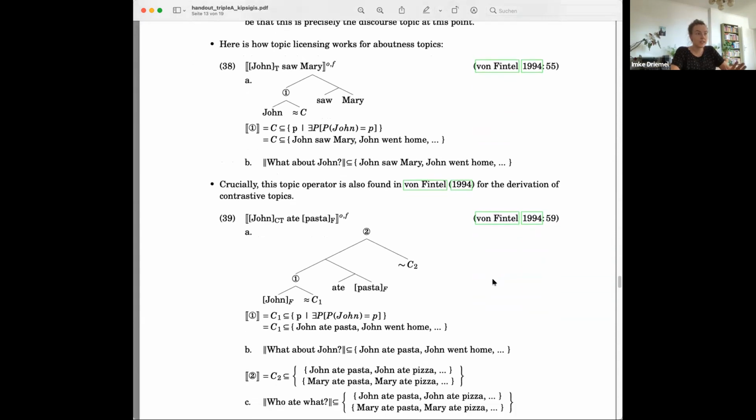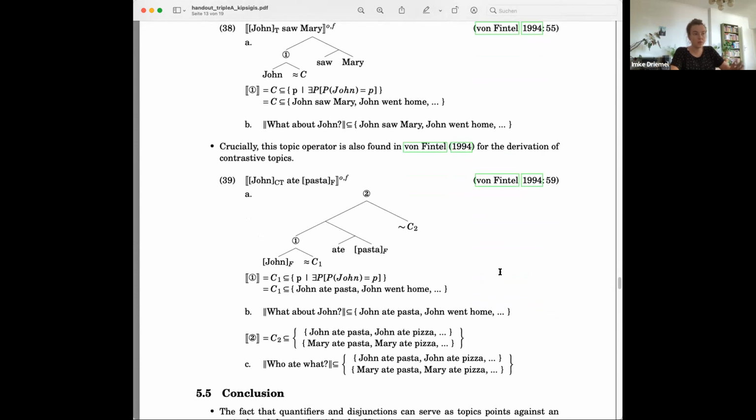Now, crucially, and this is important for Kipsigis, the topic operator is also found in von Fintel's work for the derivation of contrastive topics, right? What we do there is we have the combination of a double squiggle, a single squiggle, and two F-marked phrases. So, John ate pasta, right? This is licensed in a context that would have a larger issue, who ate what? And maybe the sub-question, what about John, right? These two questions have to be found in the discourse. So we have C1 here. This is basically what we did with the aboutness context in 38, right?